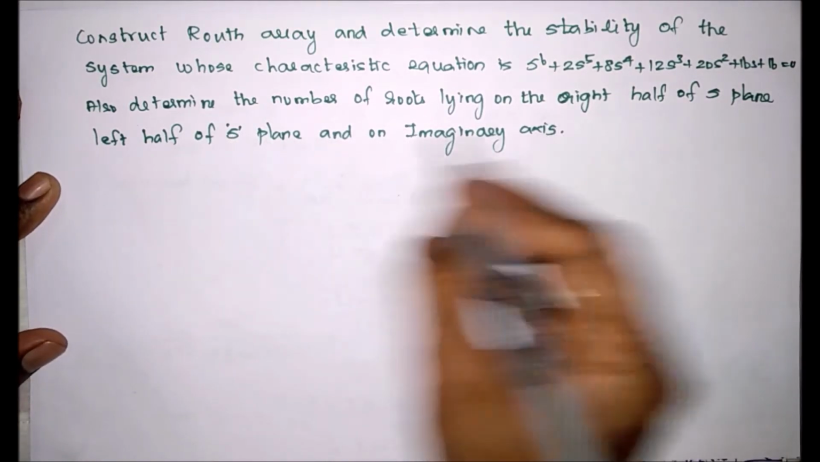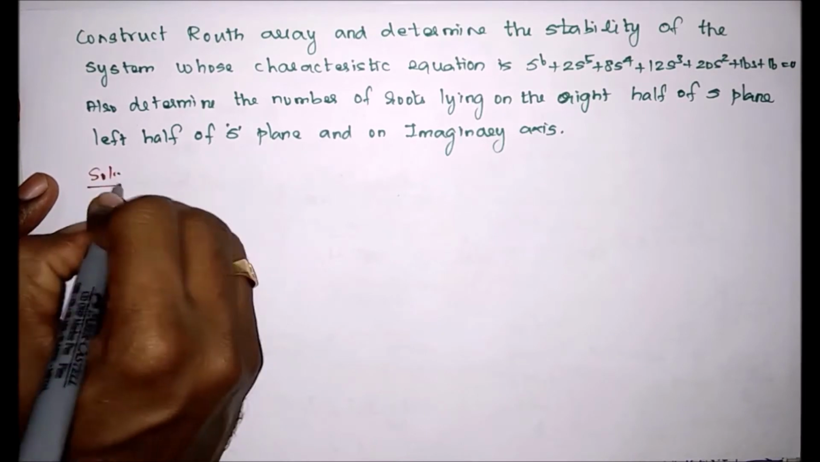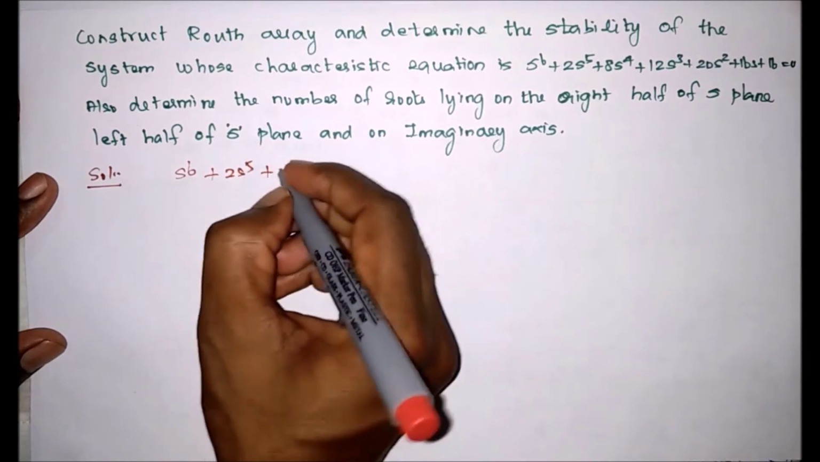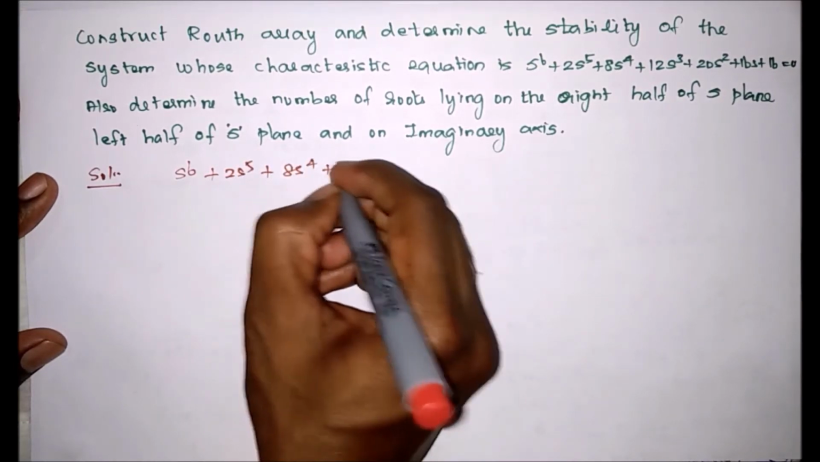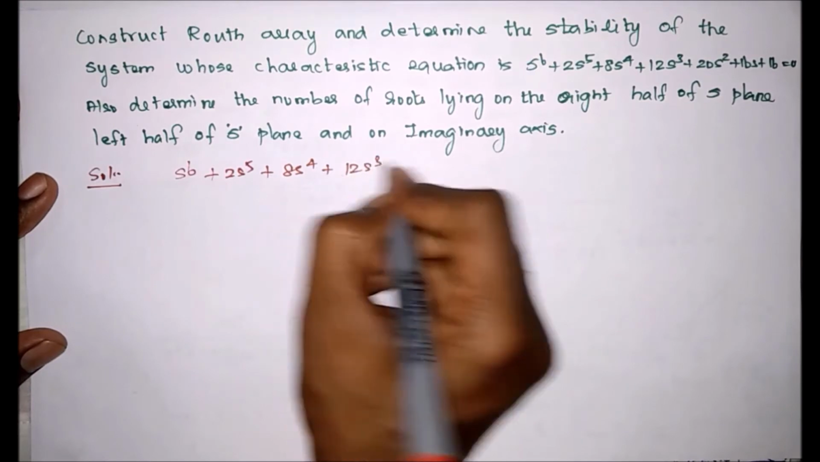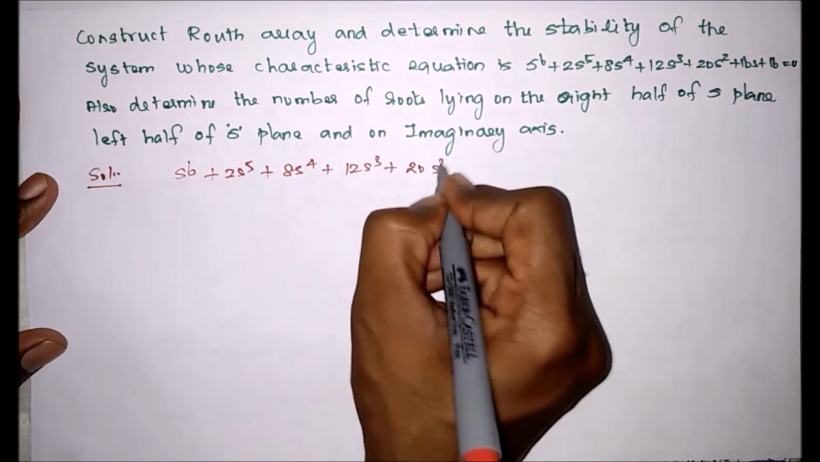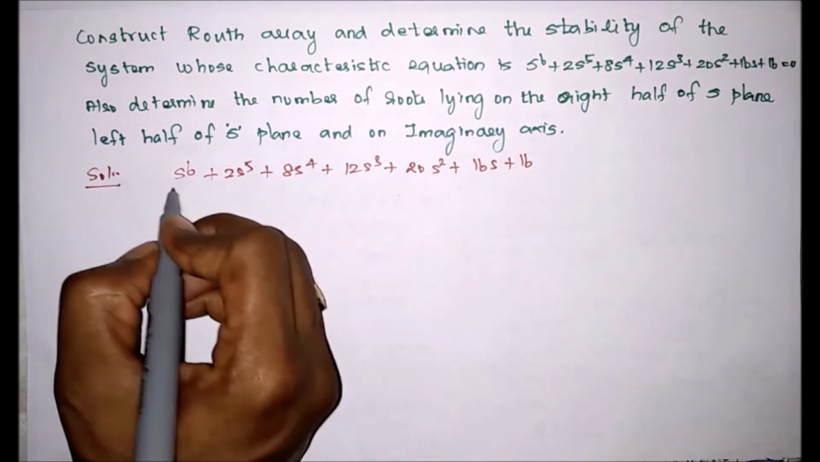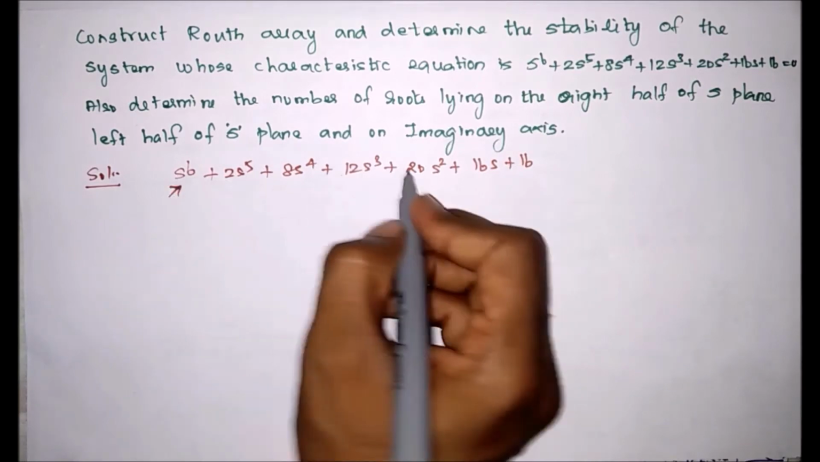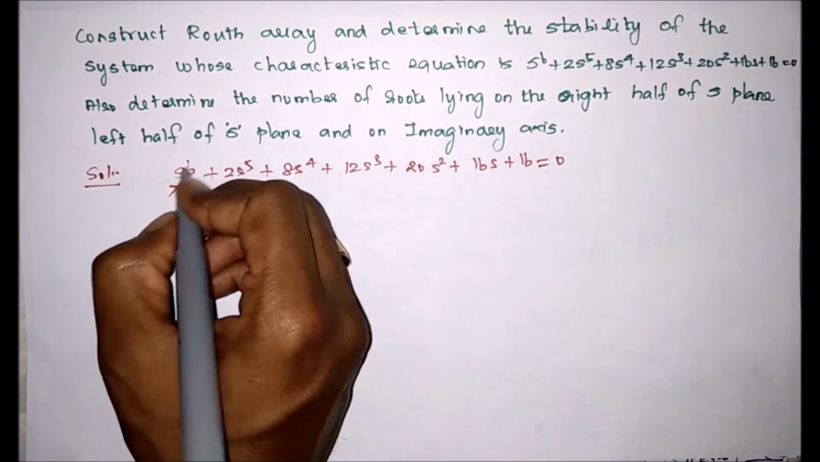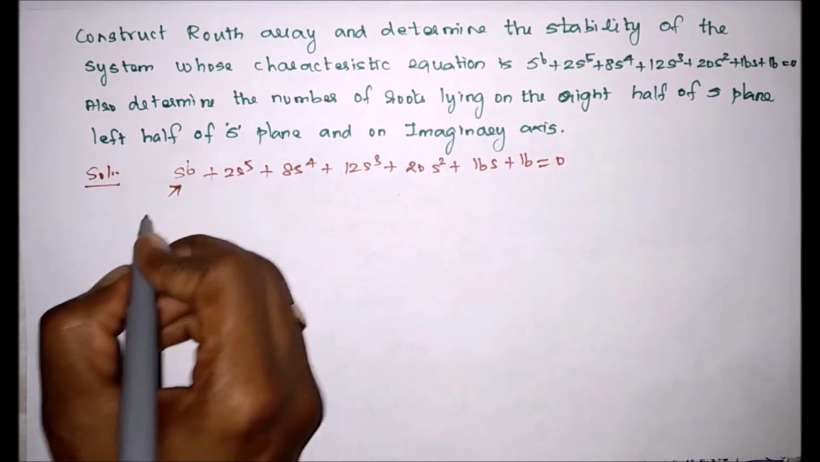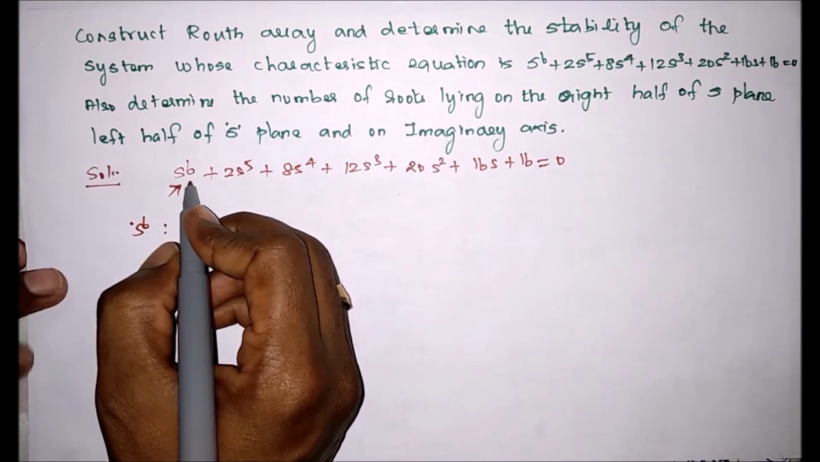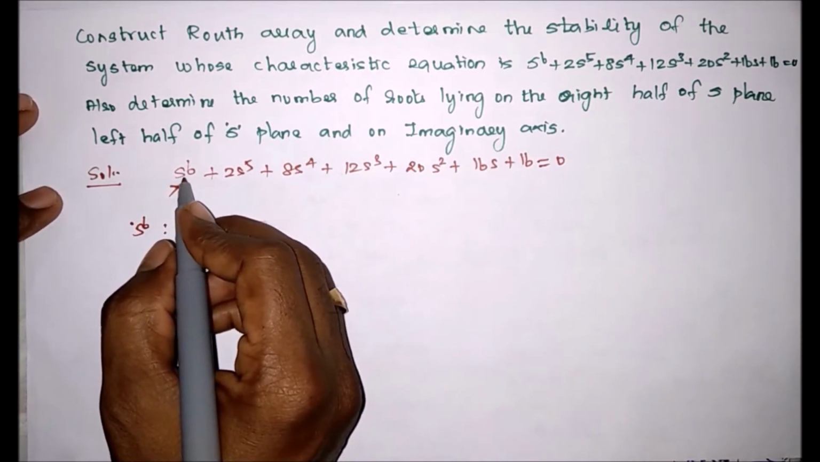and on the imaginary axis. So the solution: the given problem is s^6 + 2s^5 + 8s^4 + 12s^3 + 20s^2 + 16s + 16. In this characteristic equation there are 6 roots, so it is an even number. Therefore, for s^6, we have to take the even-numbered terms and their coefficients.